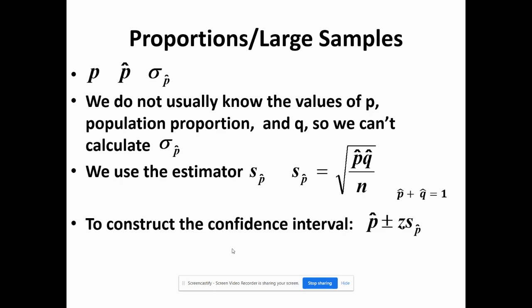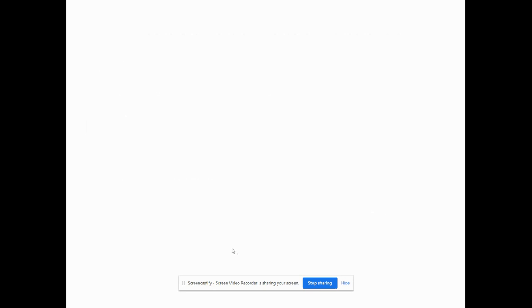Now, to construct our confidence interval, we have a point estimate, and we're going to add and subtract a margin of error. This time, our point estimate is not x bar. Our point estimate is our sample percentage, our p-hat. We'll have to find a z-score, and then we'll use that estimator, S of p-hat.